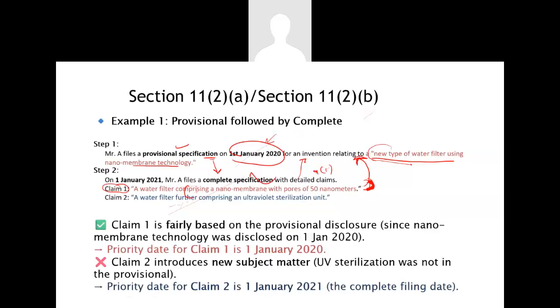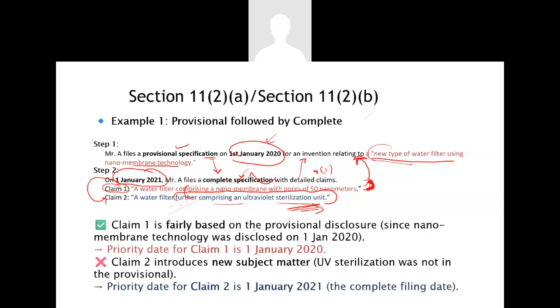While for the second claim, which talks about a water filter comprising an ultraviolet sterilization unit, this is the subject matter which was first found in the complete specification itself. It was never there in the provisional specification. Therefore, it was never fairly based on the previously filed application. For the first time, we saw its presence in the complete spec itself. Therefore, the date of filing of the complete spec, which is 1st Jan 2021, would be the priority date for claim number 2.